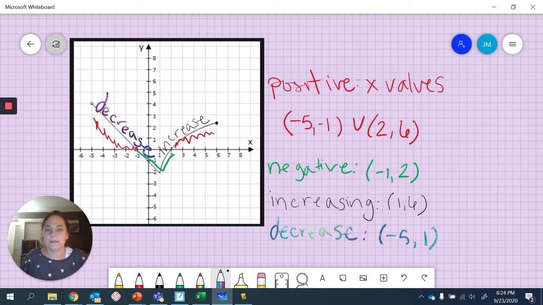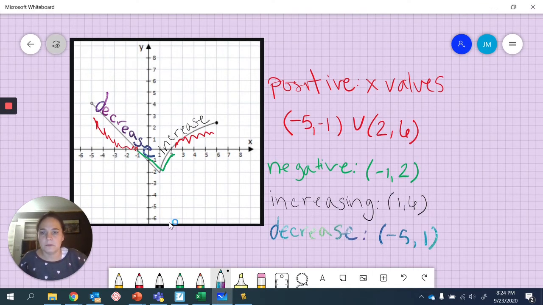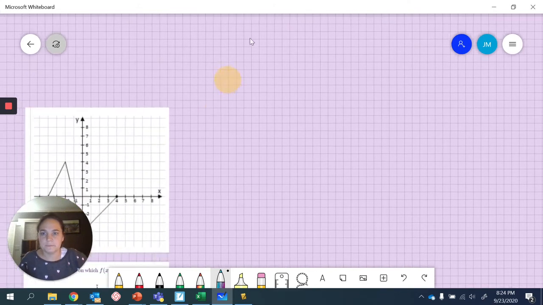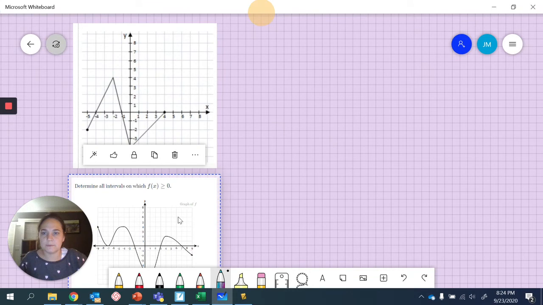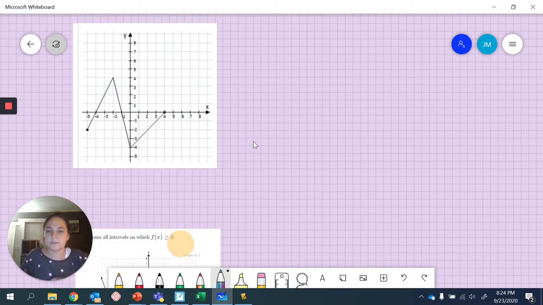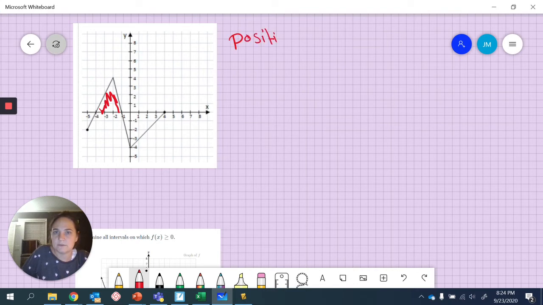Okay, moving on. Okay, so I have two more examples here. So this first one, let's do our positive in red. So positive again is anywhere you are above the x-axis. So our positive intervals are going to be from -4 to -1.